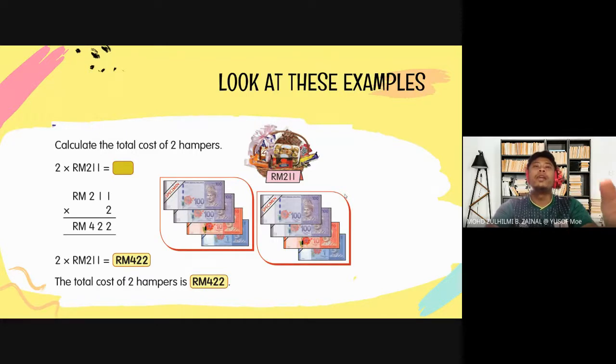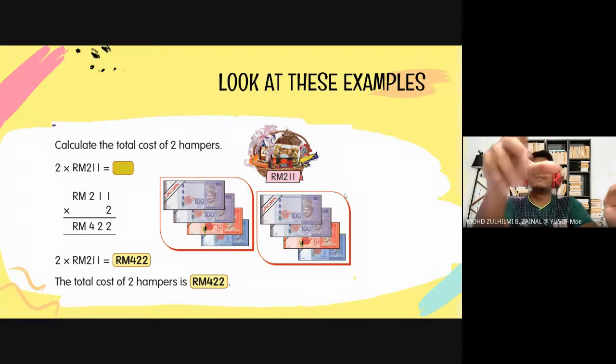However, the difference is you can see there the unit of RM, ringgit Malaysia. Same as addition and subtraction, those are using the same unit. Move to this topic also using the same unit, which is RM. There will also be the unit of cent later on, we will continue that.